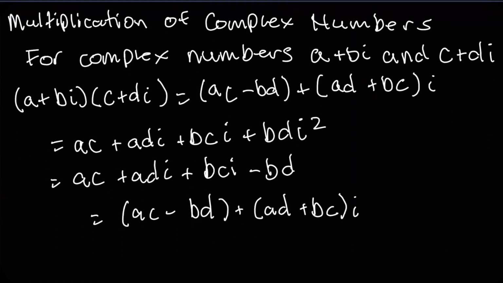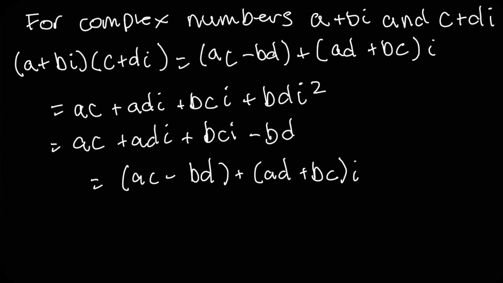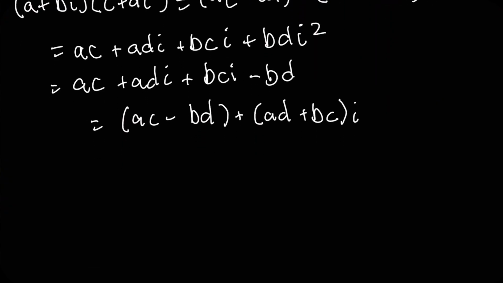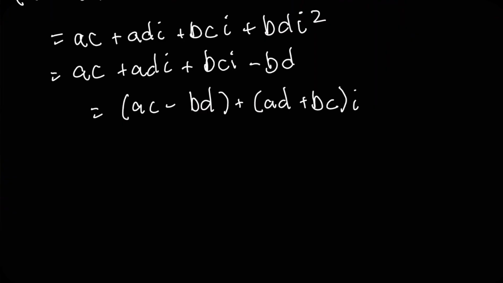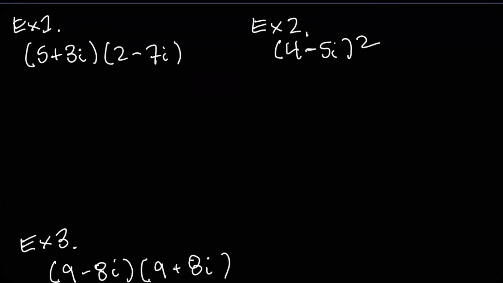So looking at the multiplication of complex numbers, for complex numbers a plus bi and c plus di, we're going to multiply those, leaving us with ac minus bd plus ad plus bc, and then outside of our parentheses we'll have the i. And when we reduce this, it'll look something like this. So let's go ahead and apply that.